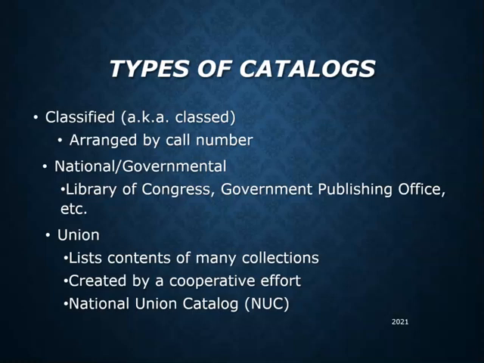There are several specific types of catalogs. For example, a classified catalog that is arranged by call number. National catalogs, such as the one created and maintained by the Library of Congress, are one as well. And union catalogs brought together the data about resources in many collections, even if they weren't sharing a physical location.